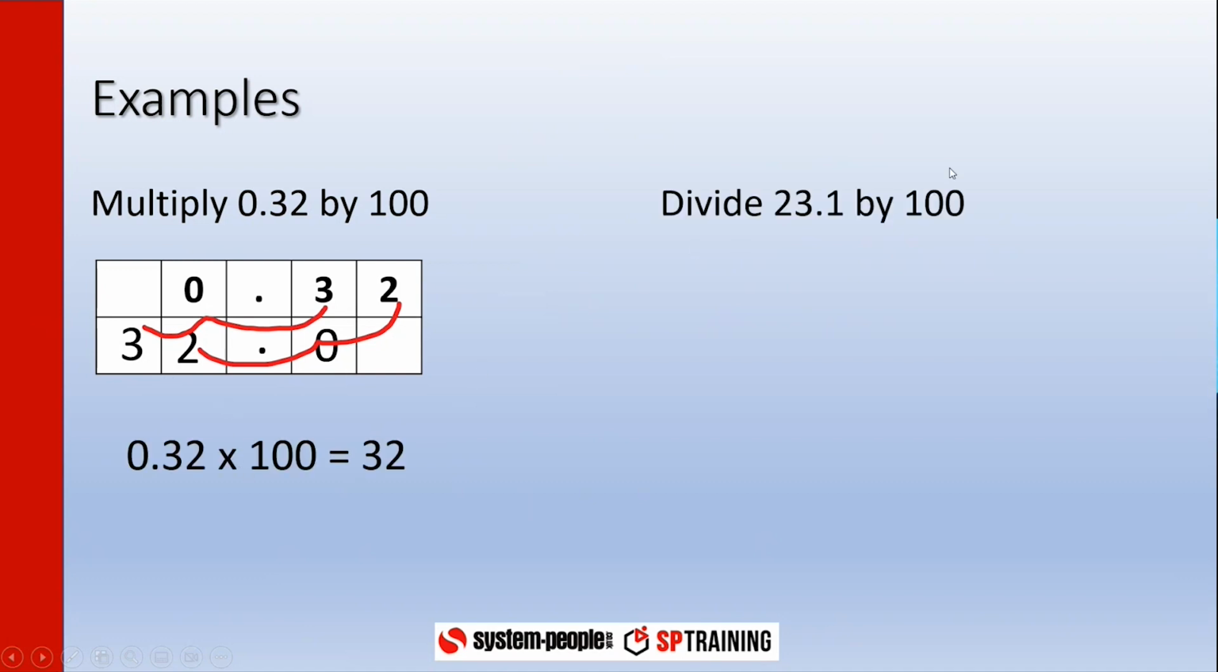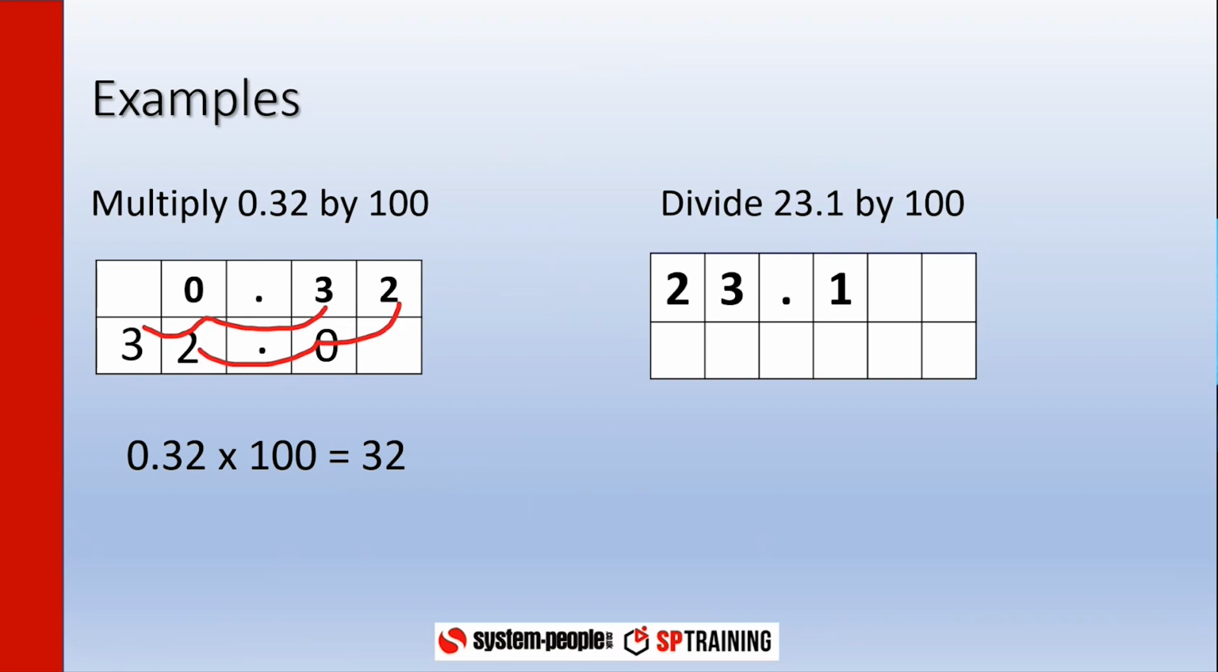And then dividing, let's have a look at dividing 23.1 by 100. Again, I've got a grid set up here to show you what happens. Again, my decimal point stays put, and everything is going to move 2 places to the right this time. So my 1/10 moves over 2 places through the hundredths and into the thousandths column.